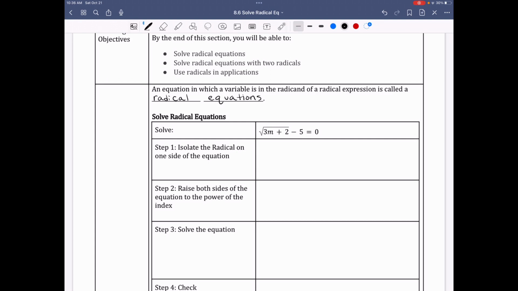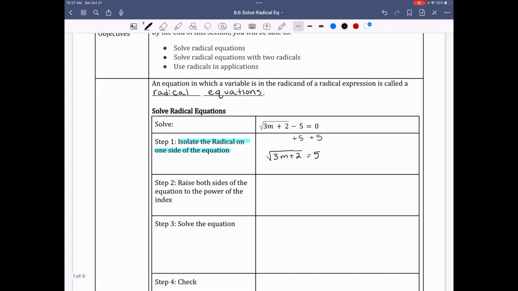Let's look at the steps to solving radical equations. So we have the square root of 3m plus 2 minus 5 equals 0. The first step, and always the most important step, is that you want to isolate the radical on one side of the equation. Remember that. All right, so the first thing that we're going to do is add 5 to both sides. And that leaves us with the square root of 3m plus 2, make sure the radical goes all the way over, is equal to 0 plus 5. All right, the 5's canceled, we have the radical on one side now.